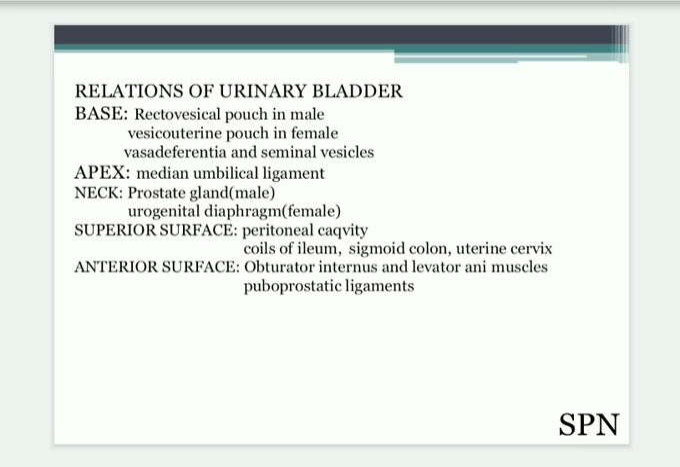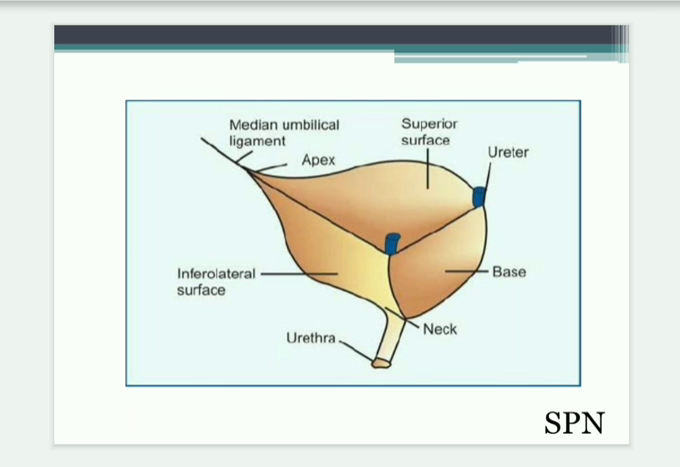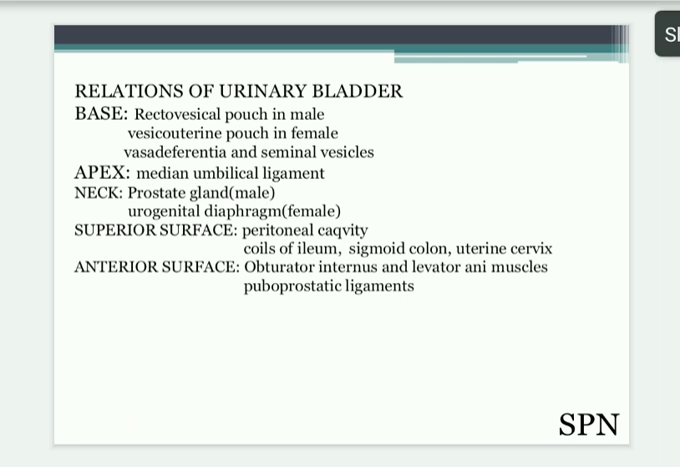Next, coming to the relations of the urinary bladder: at the base there is the rectovesical pouch in males and the vesico-uterine pouch in females, and the vas deferens and seminal vesicles. The apex is related to the median umbilical ligament. As you can see in this picture, your apex is connected to the median umbilical ligament.